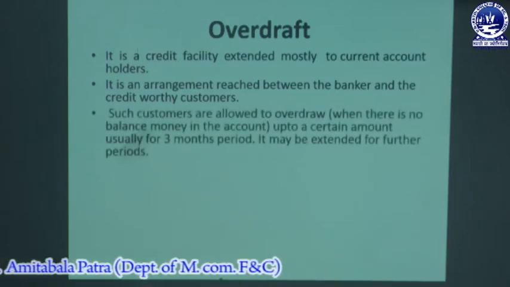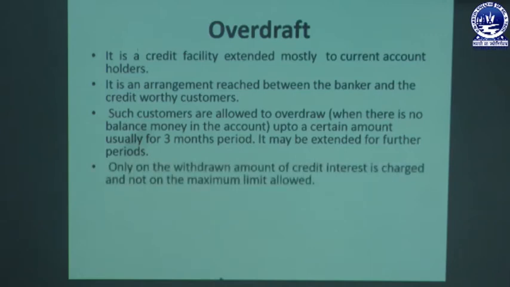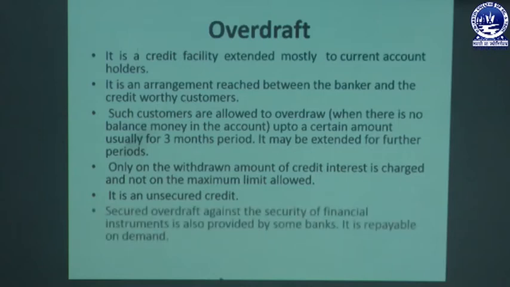Such customers are allowed to overdraw when there is no balance of money in the account, up to a certain amount, usually for a 3 month period, and it may be extended for further periods. Interest is charged only on the withdrawn amount of credit and not on the maximum limit allowed. It is an unsecured credit. A secured overdraft against the security of financial instruments is also provided by some banks, and it is repayable on demand. What is this overdraft or OD?